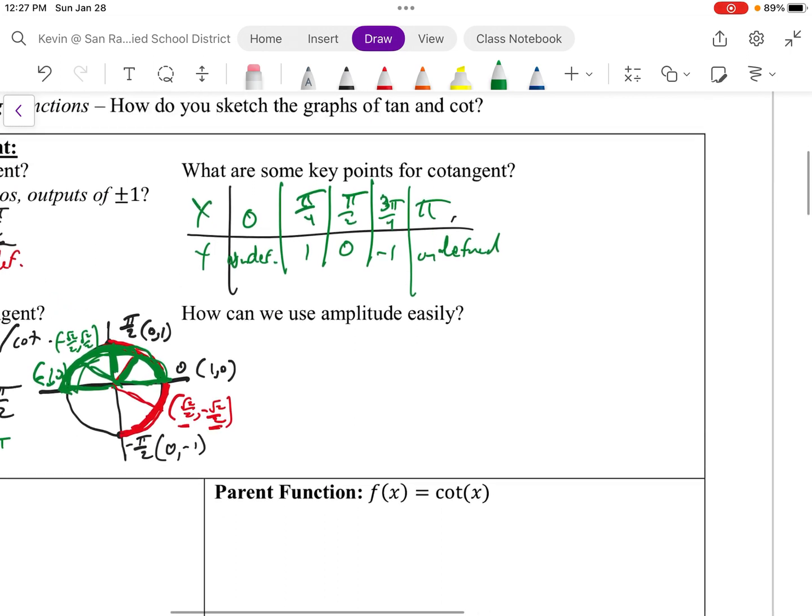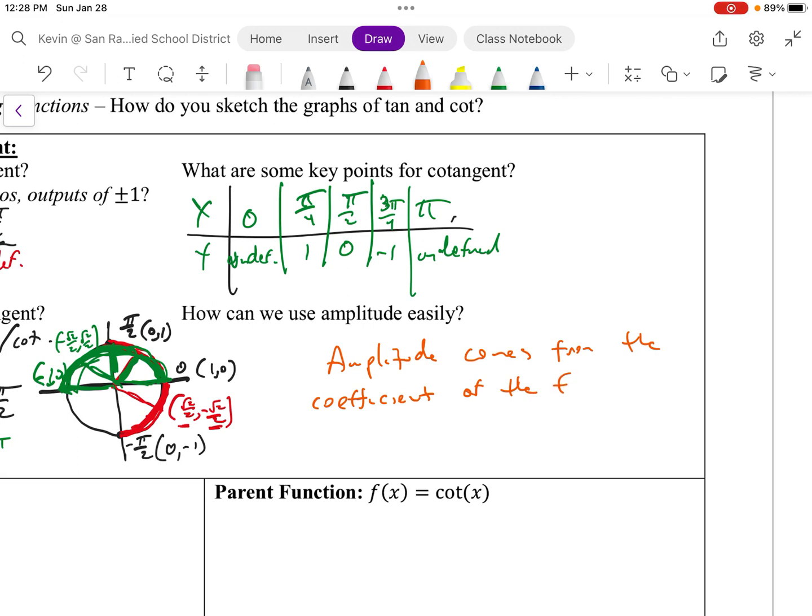Okay, how can we easily use the amplitude? Amplitude comes from the coefficient of the function. So we already know this, I think. Amplitude comes from the coefficient of the function.